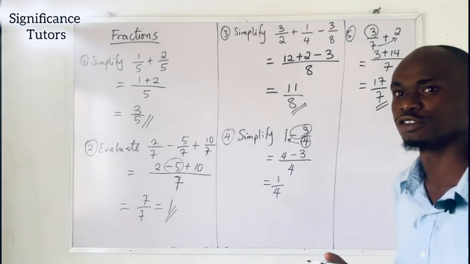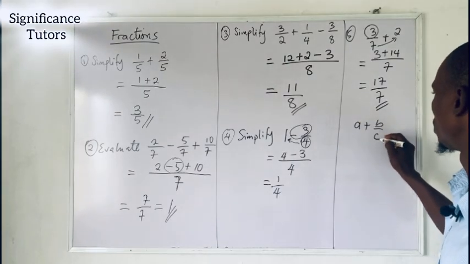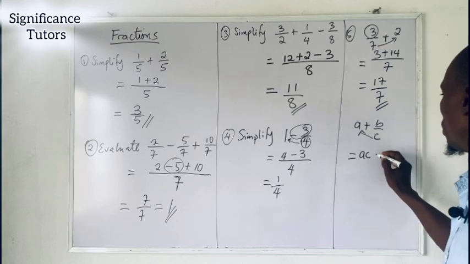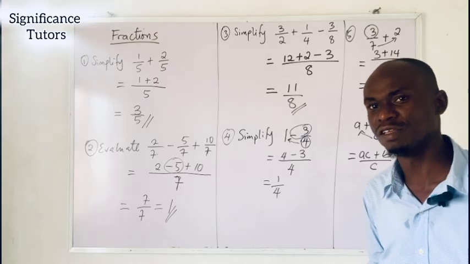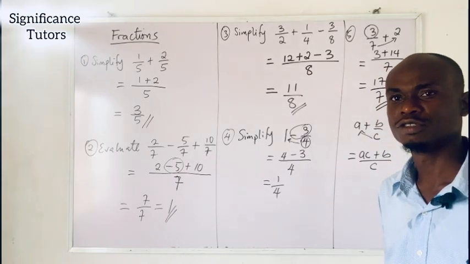So whenever it's a fraction and a whole number, you can see it this way: a plus b over c is equal to ac, that multiply, plus b over c. So with that, you can quickly add any fraction that involves a whole number and a fraction.